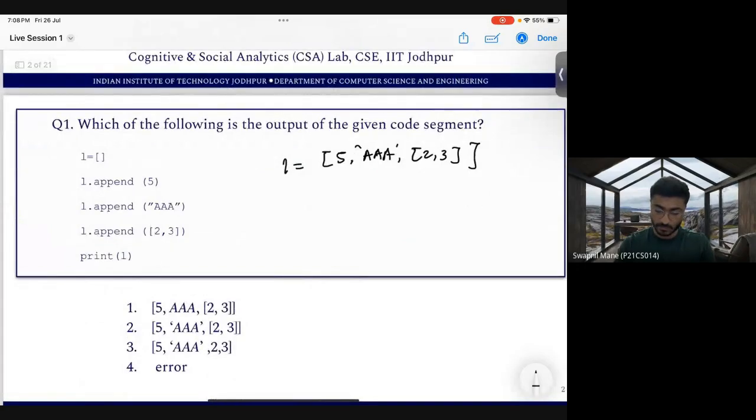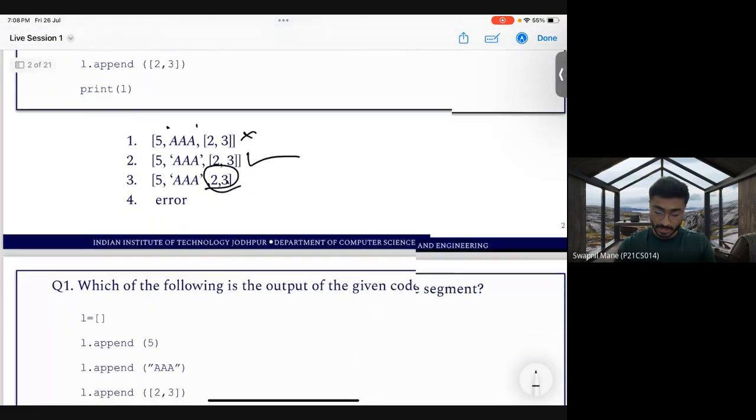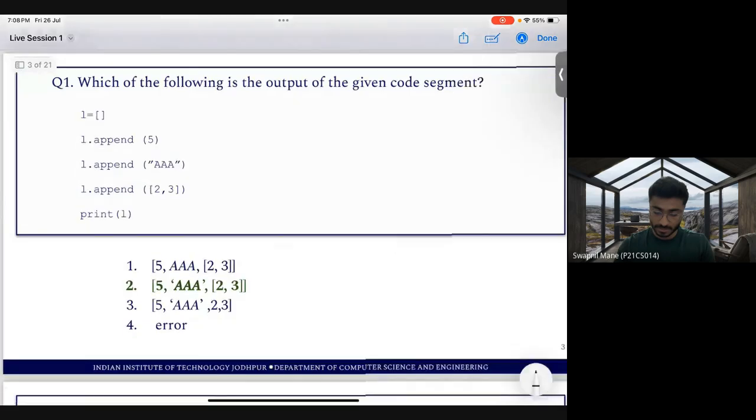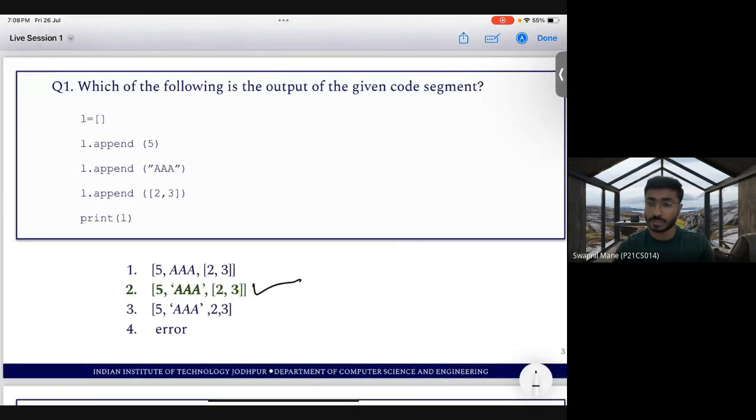From the four options, the first option is definitely not correct, as there is no single quote. Then this is also not true because this is not a list, right? And this option is correct. So option two is correct.